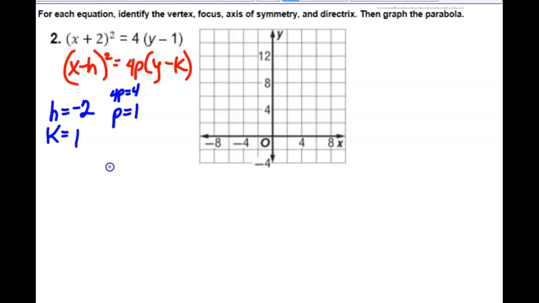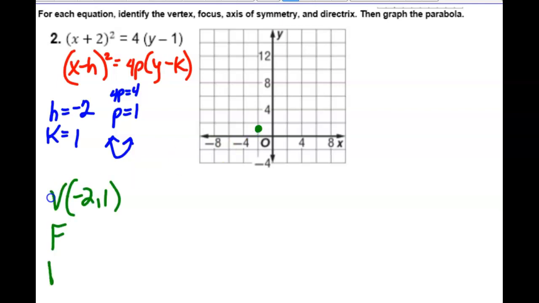Yes, it is an x squared parabola, so it opens either up or down, and p is +1, so it's going to open up. So where's the vertex? Anybody? Okay, and they're using this crappy graph paper again. Here is -2, up 1. All right.